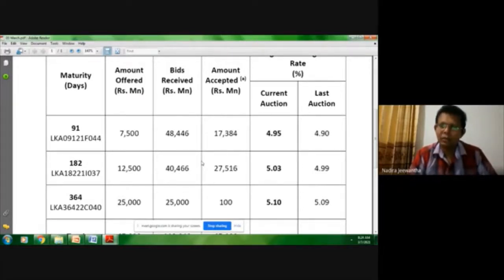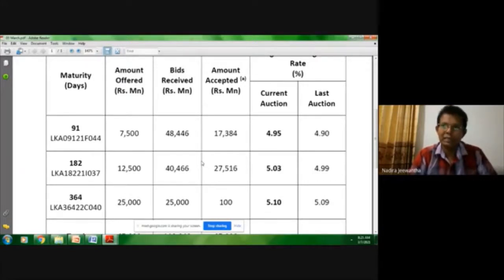The basic economic factor is policy rates. The policy rate has not been changed. What are the policy rates we learned? SDF and SLF. Earlier we called them repo and reverse repo: the standing deposit facility rate and the standing lending facility rate.